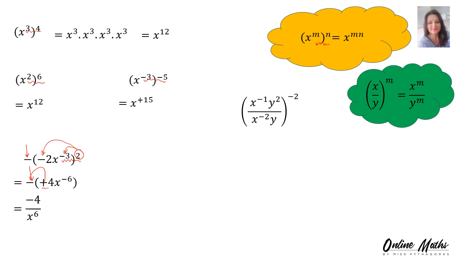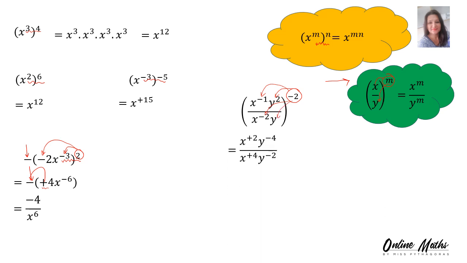And then I just want to show you here in the green cloud, even if you've got a division sum, then you can raise every part of your division sum to the power of m. So that one is x to the m divide y to the m. So if we look at a real example, what I'm trying to say is you take the -2 and you're going to raise every single variable to the power of -2.